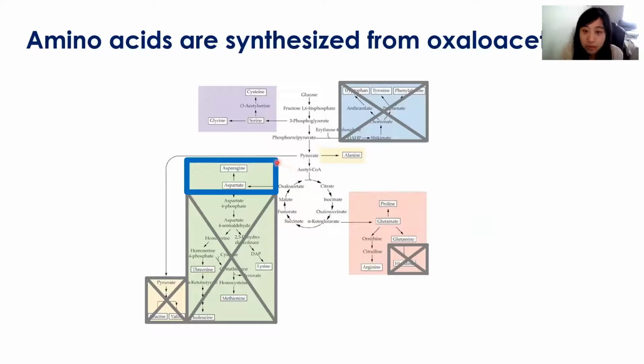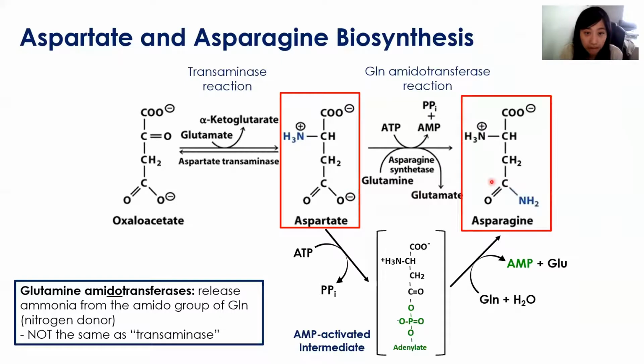Now we're going to go over the amino acids that are synthesized from oxaloacetate. So aspartate and asparagine can be made from oxaloacetate. Oxaloacetate can be converted to aspartate via the aspartate transaminase reaction seen previously, and then aspartate can be converted to asparagine via asparagine synthetase, which is a glutamine aminotransferase reaction.